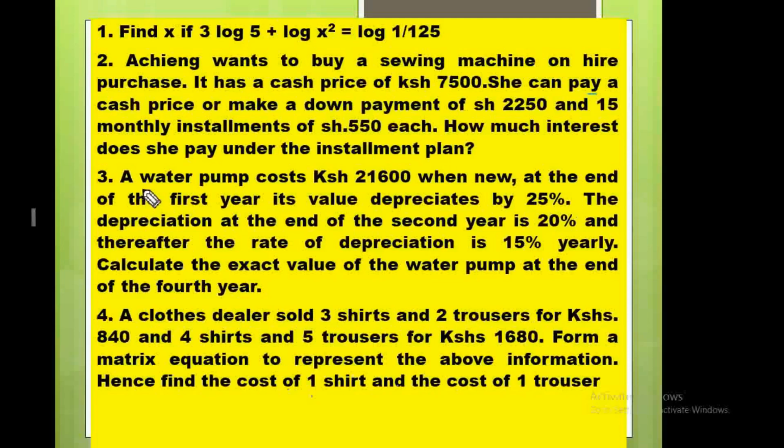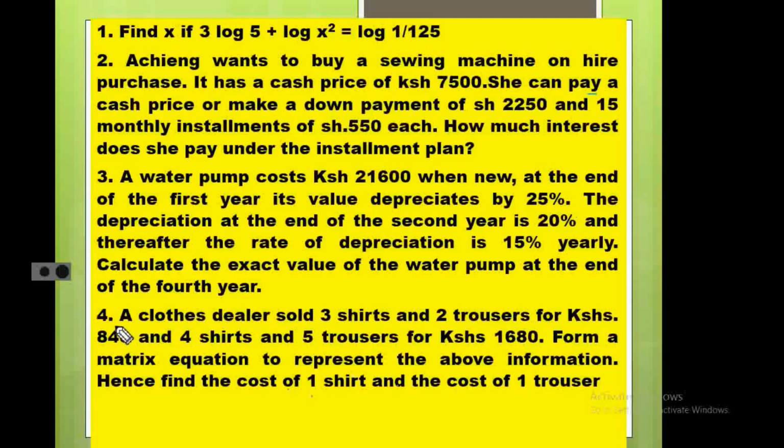Question number 3: a water pump costs 21,600 Kenyan shillings when new. At the end of the first year, its value depreciates by 25%. The depreciation at the end of the second year is 20%, and thereafter the rate of depreciation is 15% yearly. Calculate the exact value of the water pump at the end of the fourth year. You can also put down that number 3.